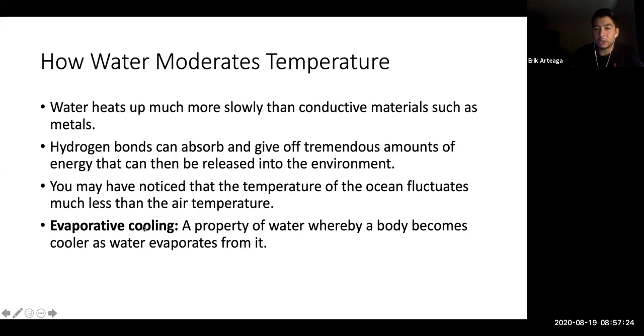Those hydrogen bonds actually contribute to evaporative cooling as well. This is a property of water whereby a body becomes cooler as water evaporates from it. And this is why we sweat, okay? So again, water can moderate the temperature of large bodies of water, right? So oceans will have a nice even temperature typically throughout the year.